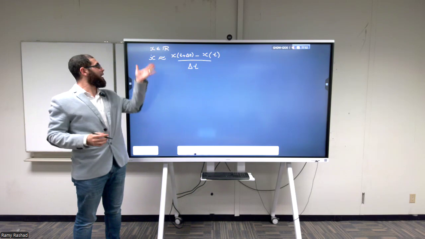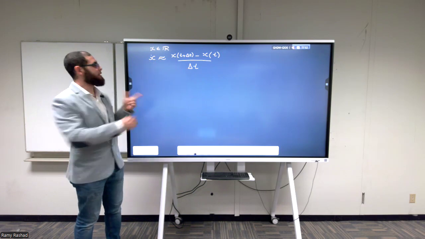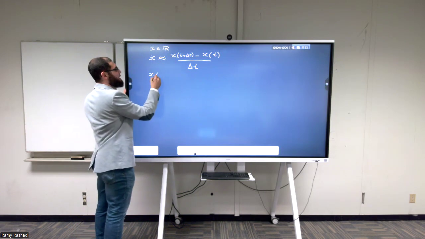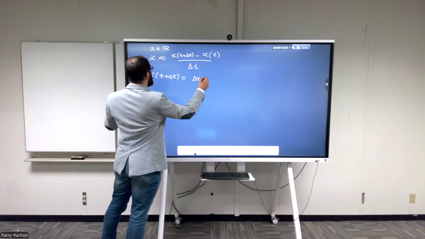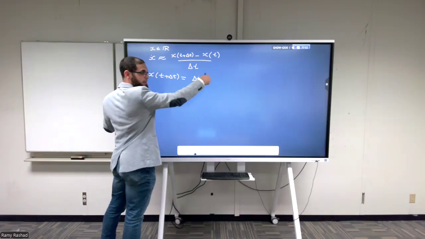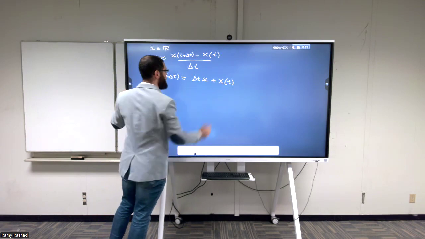And simply, if I have x dot and I want to calculate x, what do I do? I simply use this equation and say, okay, x of t plus delta t is equal to delta t multiplied by x dot, because I have it, this is the input. And then I add the previous x that I had, okay?